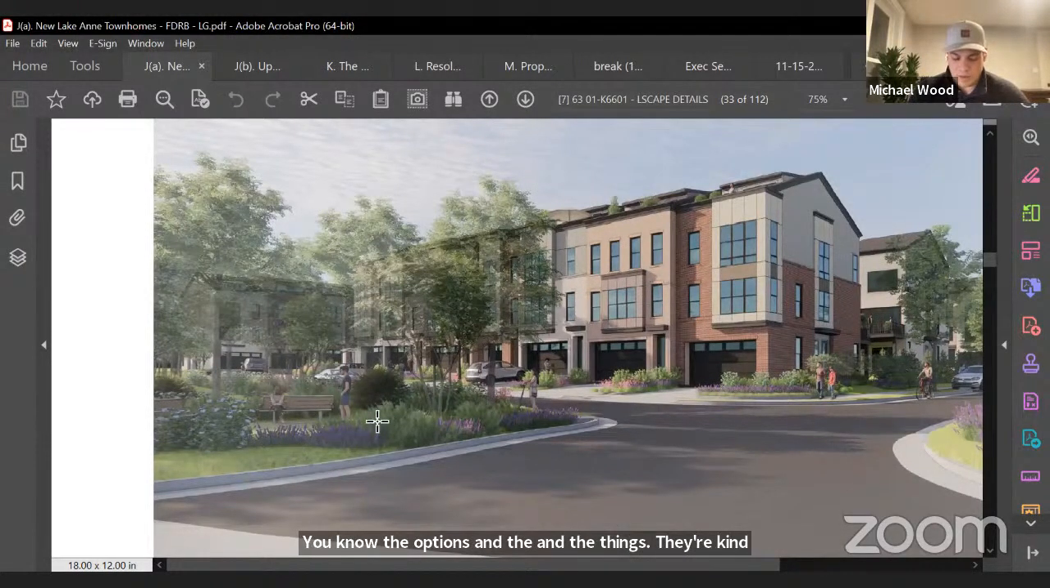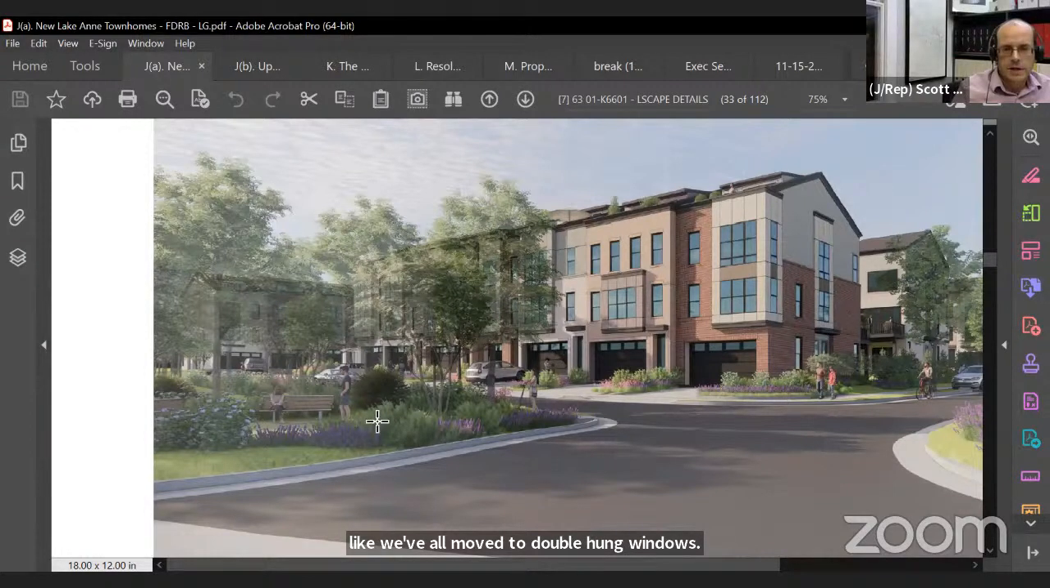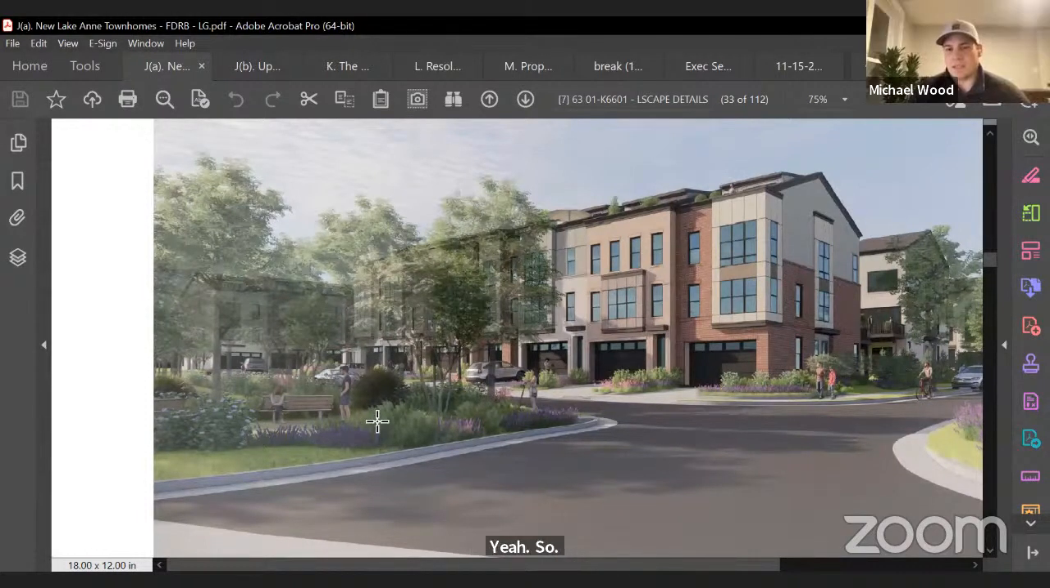The one thing that was throwing me, and you correct me if I'm wrong, was that last application, all of the windows were casements and kind of a mixture of awning or transom windows. And now it looks like we've all moved to double hung windows. Is that correct? They are a mix of hung windows and fixed. What led to that decision? Because I'm a little disappointed that it moved away from those casement style windows that we had before.